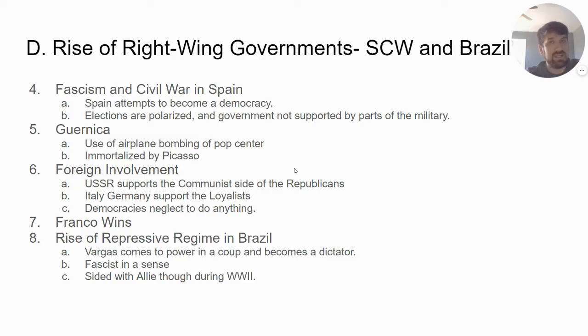They got bombed by the Luftwaffe, which is the German Air Force, and the Italian Air Force. And it's immortalized by a very famous painting by Pablo Picasso, it's just cool. I would recommend you look it up. It's a very moving piece of art. There's a story, but I don't want to tell it because I don't want to be too long in this video.